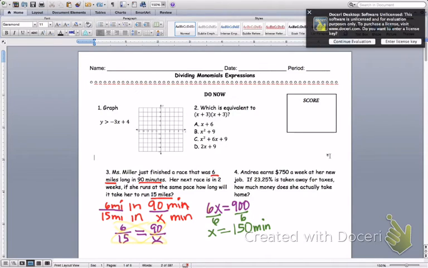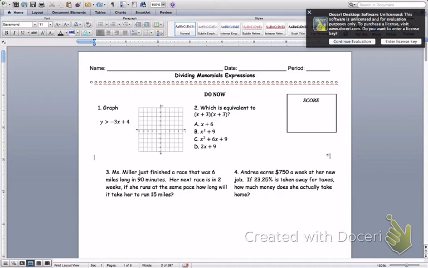Let's look at this last problem. I'm going to clear this out just to have the room. So I'll clear this out real quick. Let's put it back up.